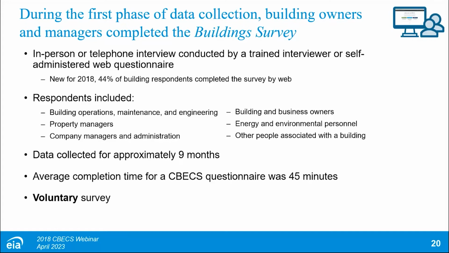The 2018 CBECS was in the field for about 9 months, starting in April of 2019. We asked a wide variety of questions about building size, use, occupancy, energy sources, uses, equipment, and then annual usage of 4 energy sources. The average questionnaire took about 45 minutes to complete. This phase of the CBECS is voluntary for respondents, and the response rate was around 55%.